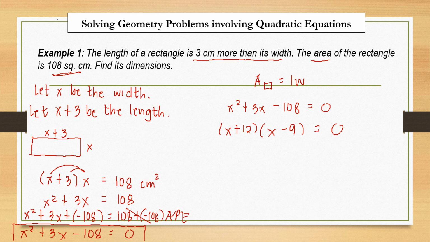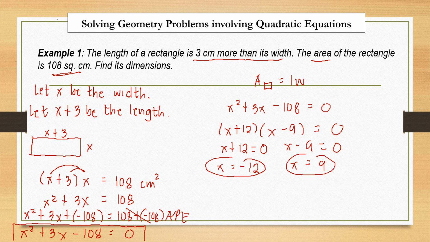Apply zero product property. So we have x plus 12 is equal to 0 and x minus 9 is equal to 0. Solve for x, we have negative 12 and positive 9. So as you can see, x sub 1 is a negative number. Since there is no negative dimension, so we will disregard negative 12.